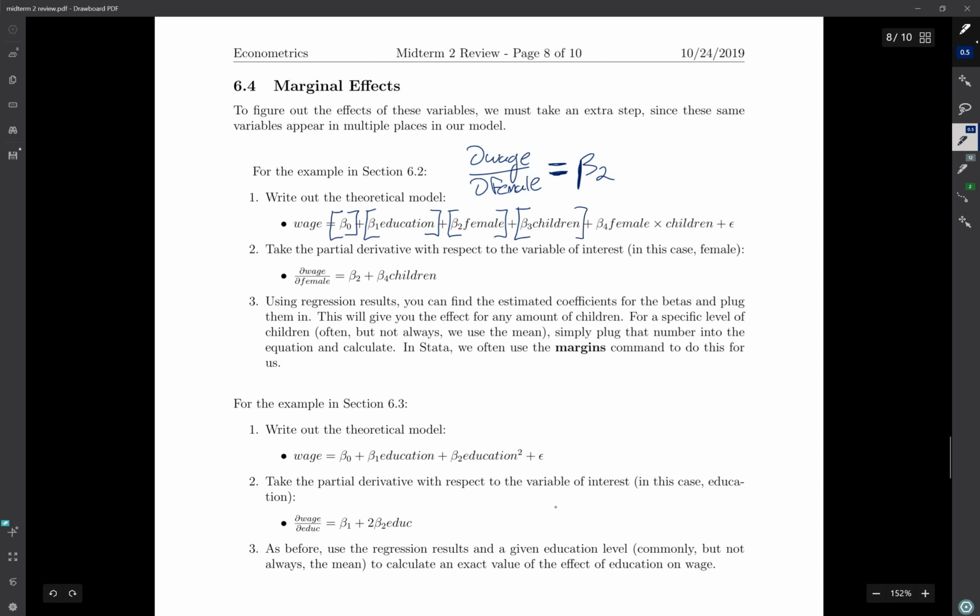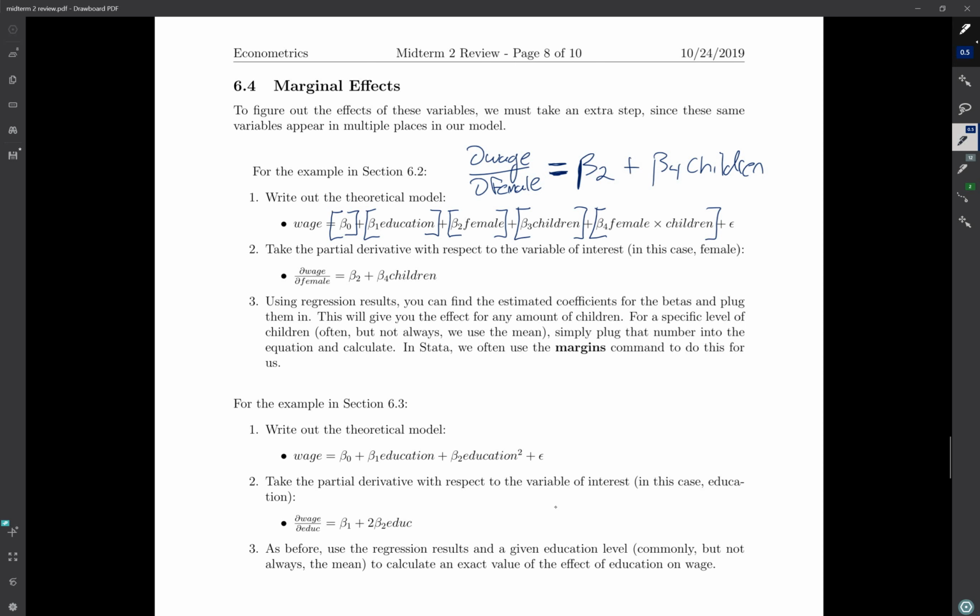What about this term, beta 3 times children? Again, it's nothing. And what about this term, beta 4 times female times children? Now that has female in it, so we take the derivative of that, and that's going to be beta 4 times children. So the effect of female on wage is beta 2 plus beta 4 times the number of children they have. In other words, the effect of being female on wage changes based on the number of children.